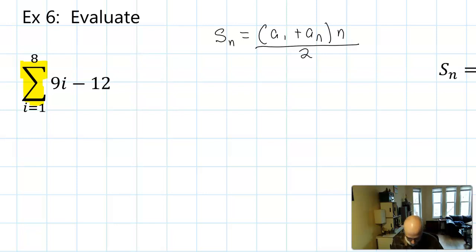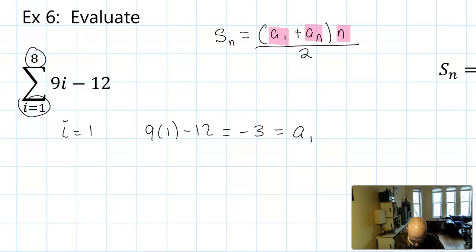It's easy to remember. All right, well, so I need to know 3 things. I need to know the first term, the last term, and the number of terms. Now, we could write out every term. The way you write out terms here is you just let i equal 1, because that's the lower index of summation. And then we do 9 times 1 minus 12, which is negative 3. So that's the first term.